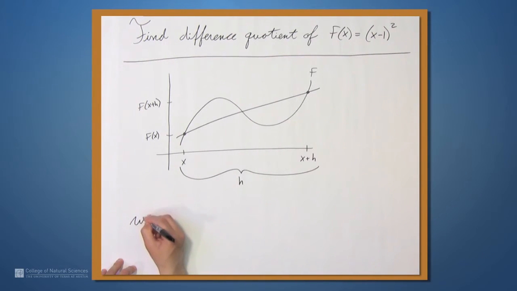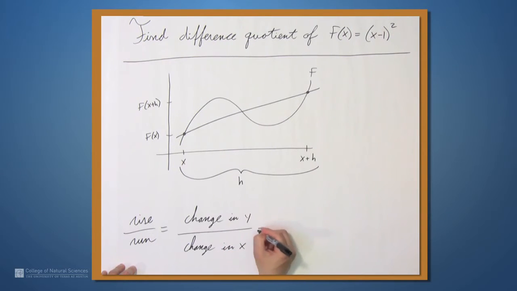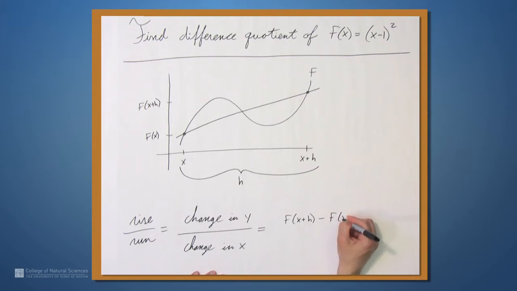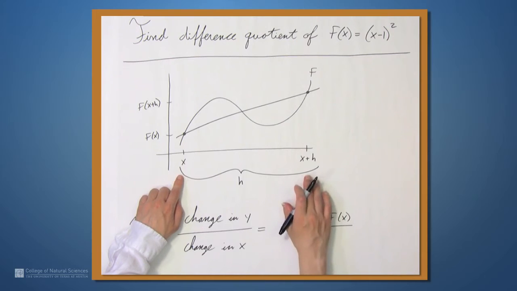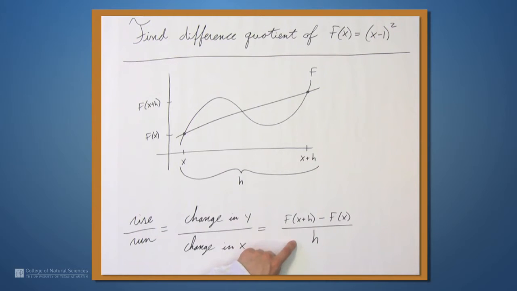Slope is rise over run. This is change in y over change in x. And in this case, change in y, it's the difference here, so we get f of x plus h minus f of x, that's the change in y, all over the change in x, which is h. So this is the formula for the difference quotient. It's a formula you should know, but knowing where it comes from will help you remember it. So know where it comes from. It's just the slope of a line.